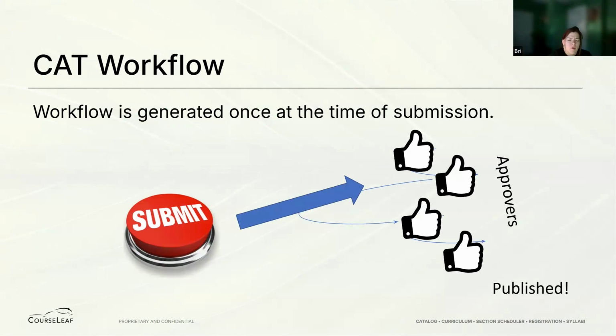And I was talking about that workflow. We were talking about that start workflow button. Really, what does that mean? What is that doing? So the CAT workflow is generated when you hit that button, at the time of submission. What it's going to do is follow a linear path through all of the set approvers. Now, if you're looking at the bottom of a page that you've edited, it's going to show you a preview of that workflow. I will show you that in the actual catalog. What's really cool is you're going to know exactly who it's going to and in exactly what order.